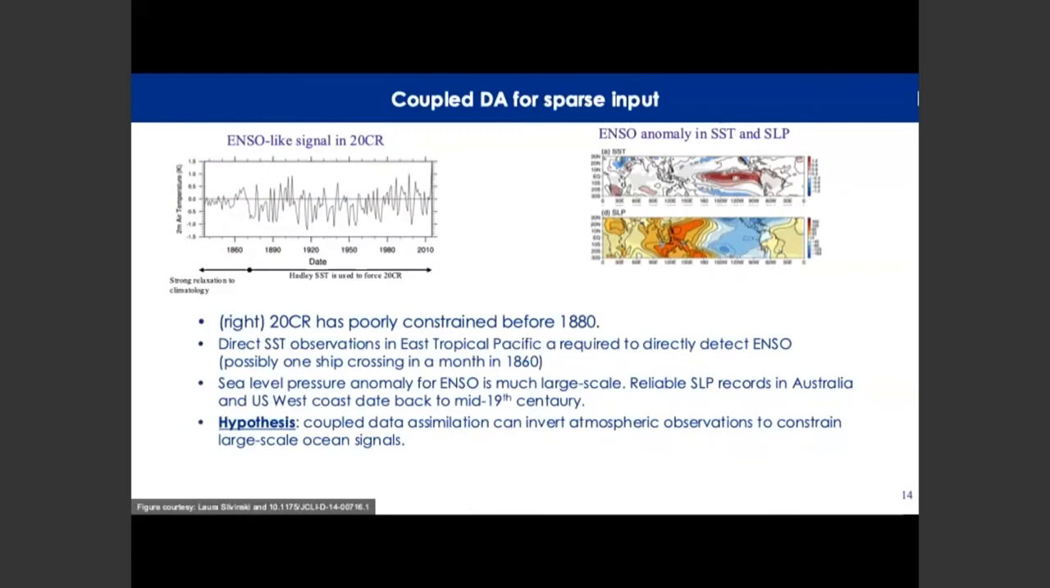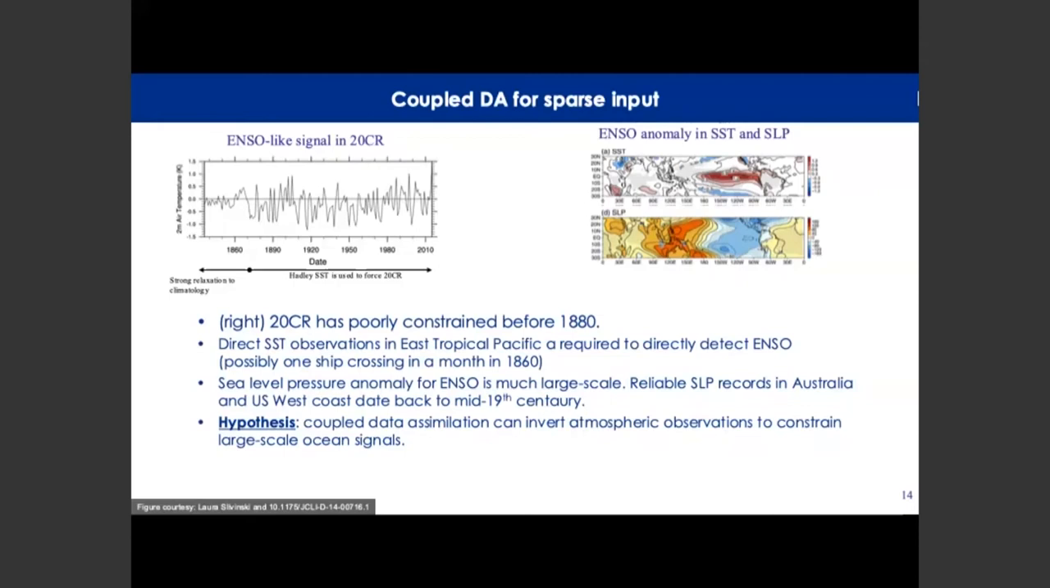Another example goes even further back in time: sparse input reanalysis. Here's an image courtesy of Laura Slivinski. She plotted an ENSO-like signal in 20CR version 3. You can see that the climatology of that signal changes dramatically around 1870. After that date, Hadley SST has been used as an input to the 20CR, and before that it was loosely coupled through a SODA sparse input reanalysis. I think what this image suggests is that without a process like the Hadley SST reconstruction, you cannot really recover the ENSO signal.